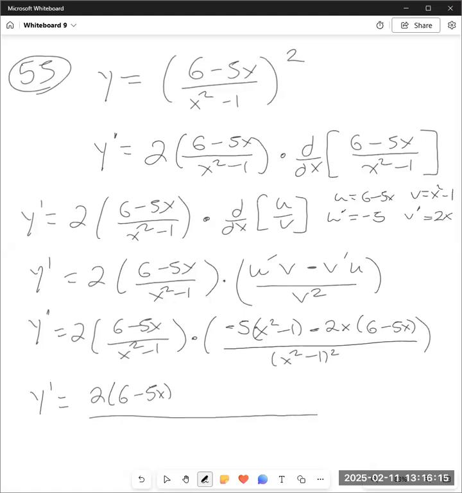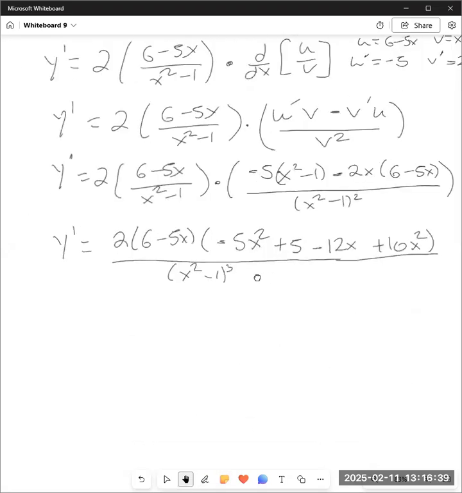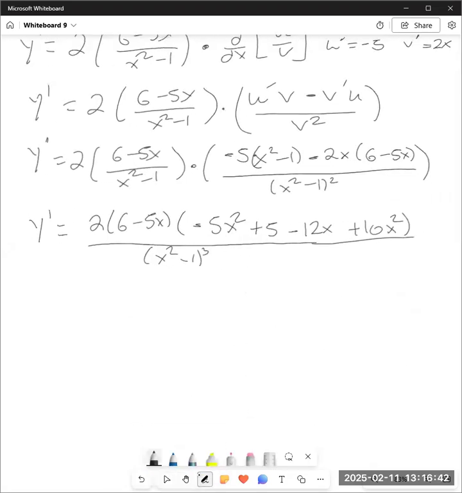I know this denominator has 3 of the x squared minus 1s right now. This is a negative 5x squared plus 5, and then minus 12x plus 10x squared. So that gives me y prime is 2 times (6 - 5x) times, negative 5 plus 10 is 5.